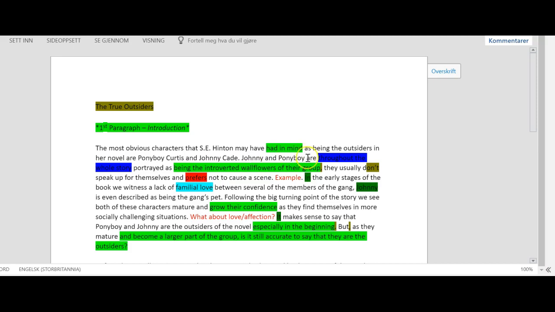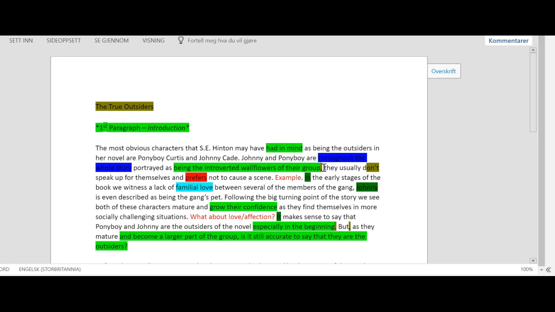Okay, and here you could end that sentence if you wanted to. If you don't want to end it and you have a comma there, you need to put a conjunction. So, for example, and they usually do not speak up for themselves. Another alternative with two complete sentences after each other is put a semicolon. That way you don't have to add a conjunction.